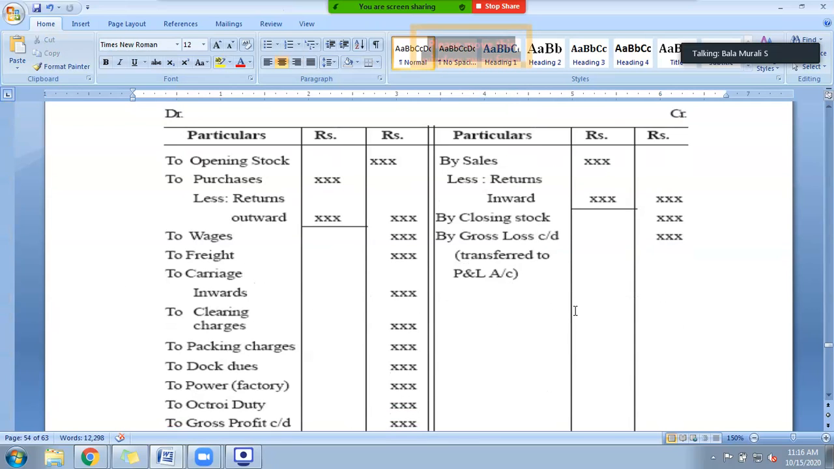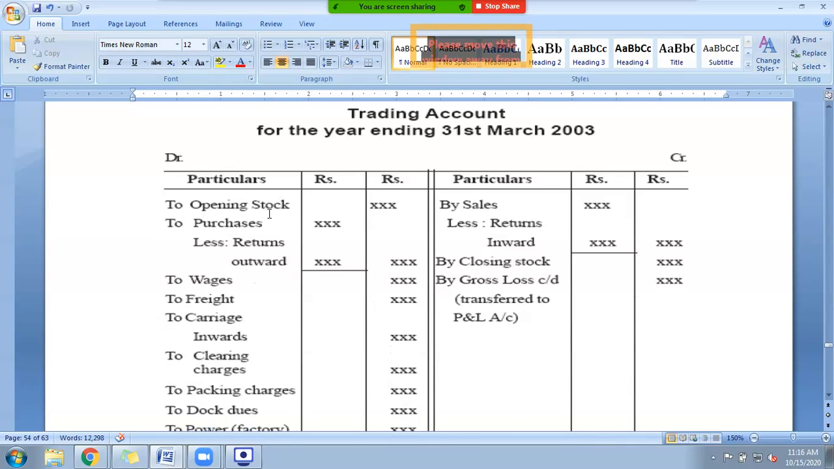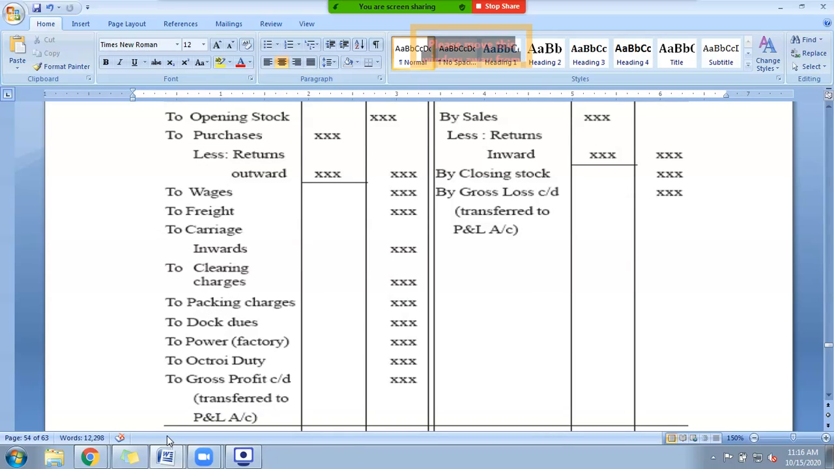Okay. So this is the pro forma of a trading account. Opening stock, directly in the outer column. Purchases, usually put in the inner column, return outwards, which means purchase return. So purchase minus purchase return equals net purchases. Correct. We should take net purchases to the outer column. Then wages, freight, carriage inwards, clearing charges, packaging charges, dock dues, power, auxiliary duty. See, all those things you will involve when you manufacture a product.